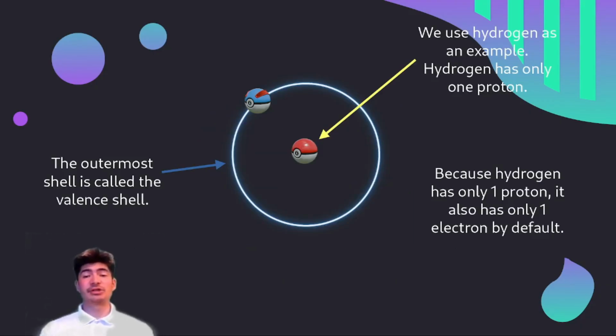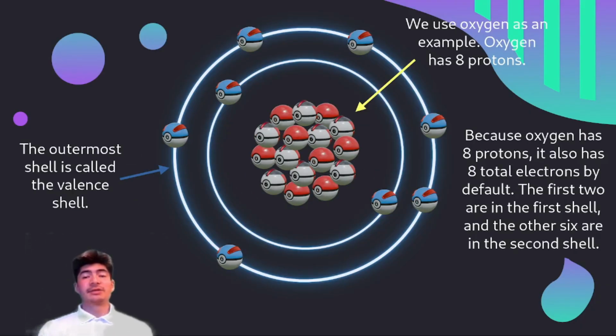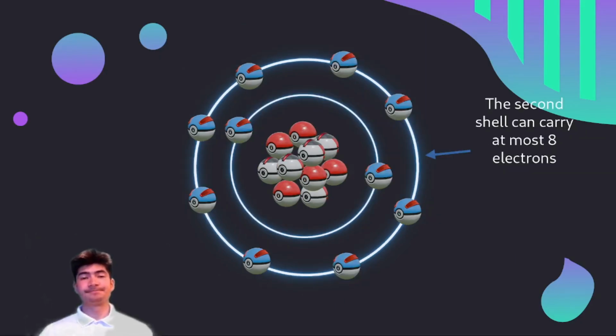So here's hydrogen as an example. Hydrogen only has 1 proton and also only 1 electron by default. The first shell can carry at most 2 electrons. So now we look at oxygen as an example. Oxygen has 8 total protons and also 8 electrons, which means that 2 electrons go in the first shell and the other 6 will go in the outer shell. That outer shell can carry 8 total electrons, but there's only 6 because oxygen only has 8 electrons. So the second shell can carry at most 8 electrons.